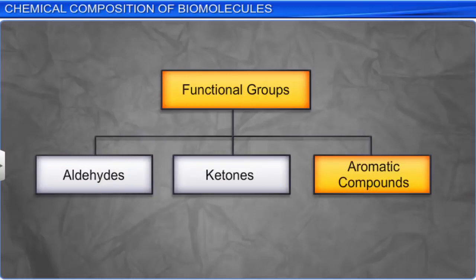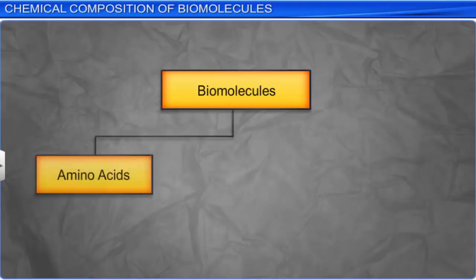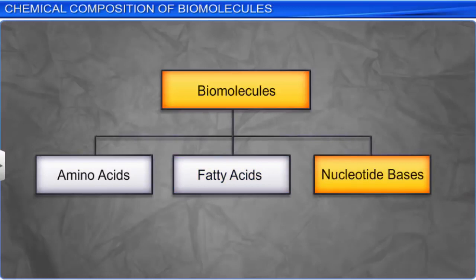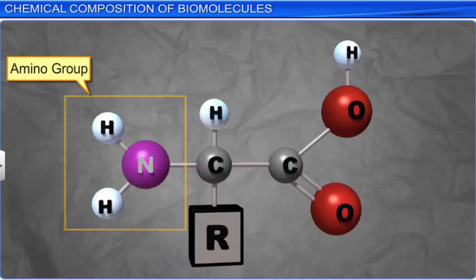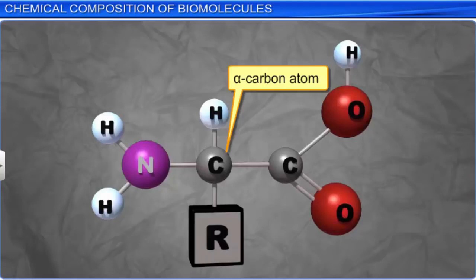In biology, however, functional groups are present as amino acids, fatty acids, and nucleotide bases, together known as biomolecules. Amino acids are the building blocks of all proteins. The amino group and carboxylic group are present on the same alpha carbon atom of the amino acid. Hence, they are also known as alpha amino acids.